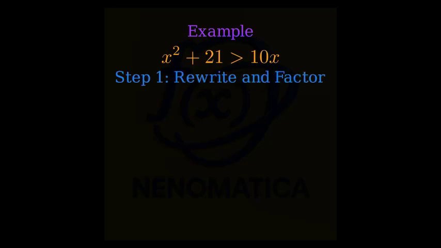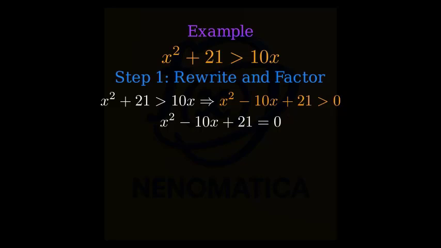In this lesson, we will solve a quadratic inequality step by step using factoring and a sign chart. Example, solve the inequality x squared plus 21 is greater than 10x. Step 1. Rewrite in standard form and factor. Move all terms to the left side to get ax squared plus bx plus c greater than 0. Then set the corresponding equation equal to 0 to find the roots.